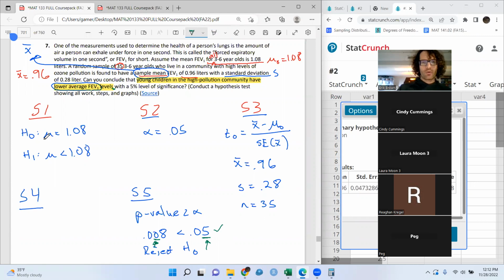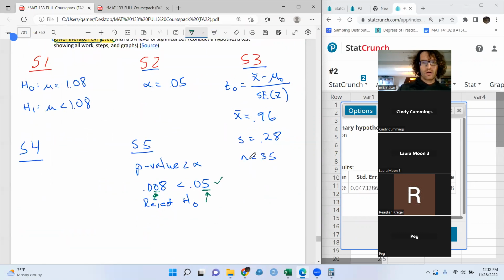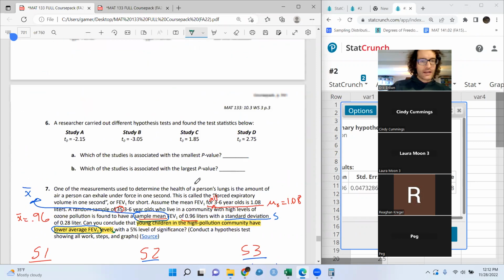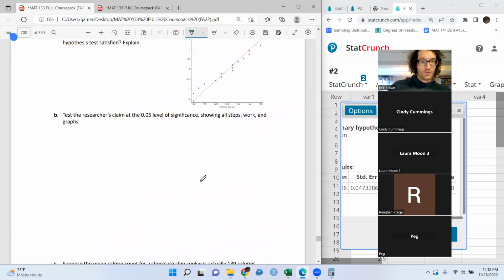Is anyone stuck on any portion of this? Did anyone get lost anywhere? I've left out things, like I haven't written everything down, but I'm good with it. Okay, good. So let's go back and do one more.